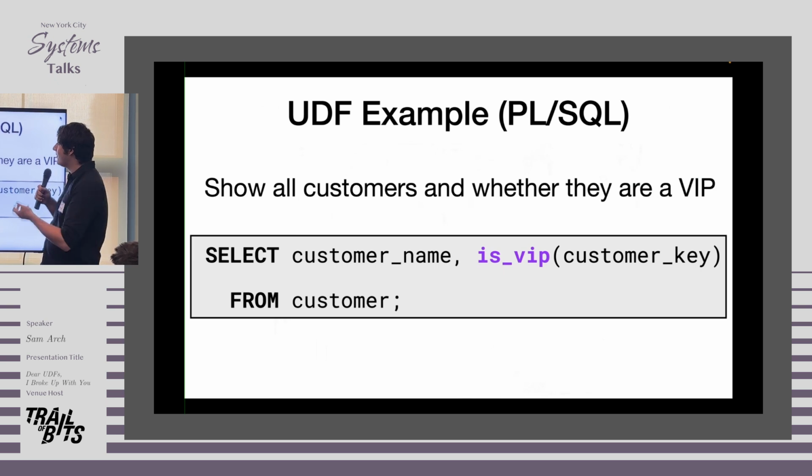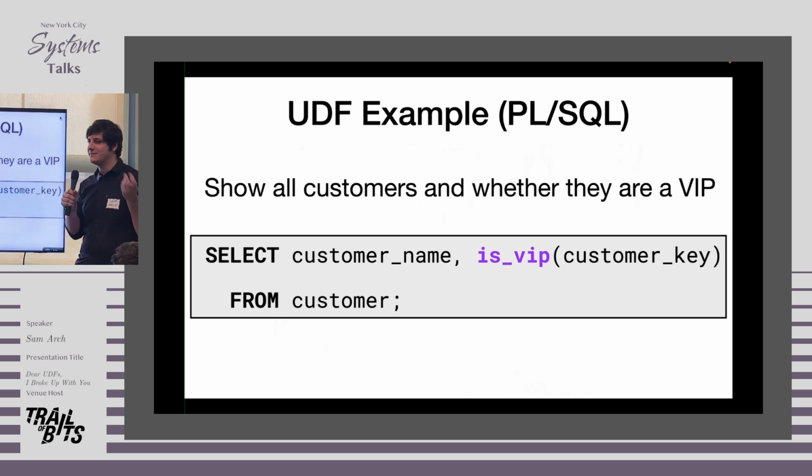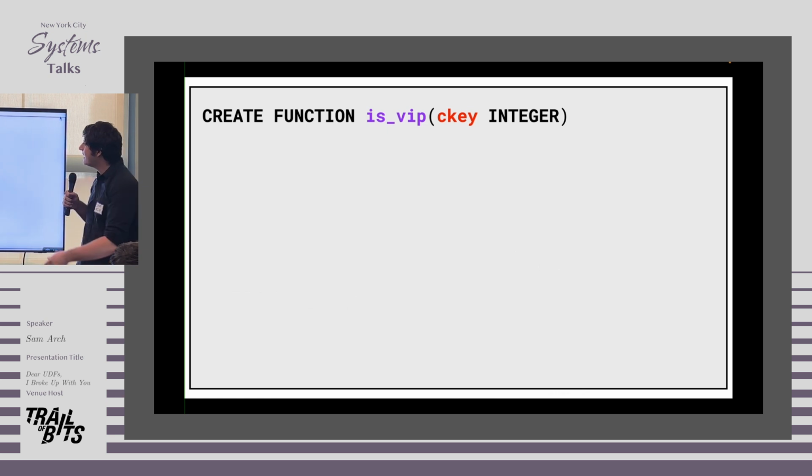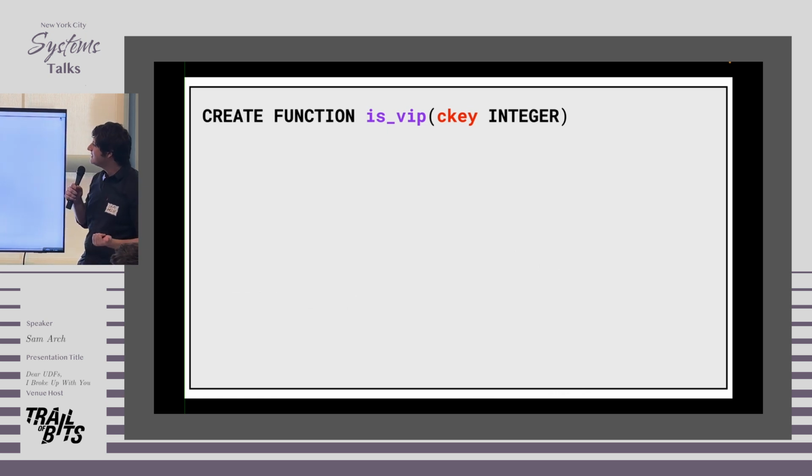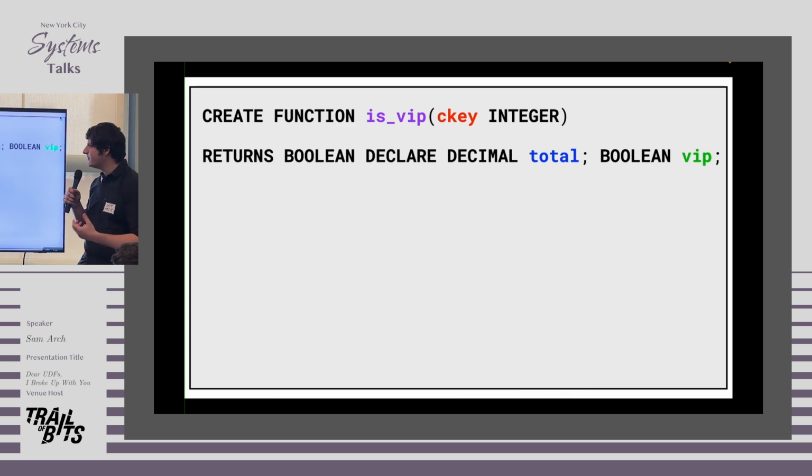So suppose we want to show all customers and whether they're a VIP. So whether a customer is a VIP is specific business logic, so it obviously won't come as a built-in function in SQL. So what we need to do is create our own function, isVIP, that takes in a customer ID and returns a Boolean, whether they're a VIP or not. So the way we do that is we have a create function command with the name of our UDF, isVIP. It takes in a customer key, which is an integer, and it returns a Boolean, whether they're a VIP or not. And we're going to use two variables that we declare at the beginning to determine whether they're a VIP.